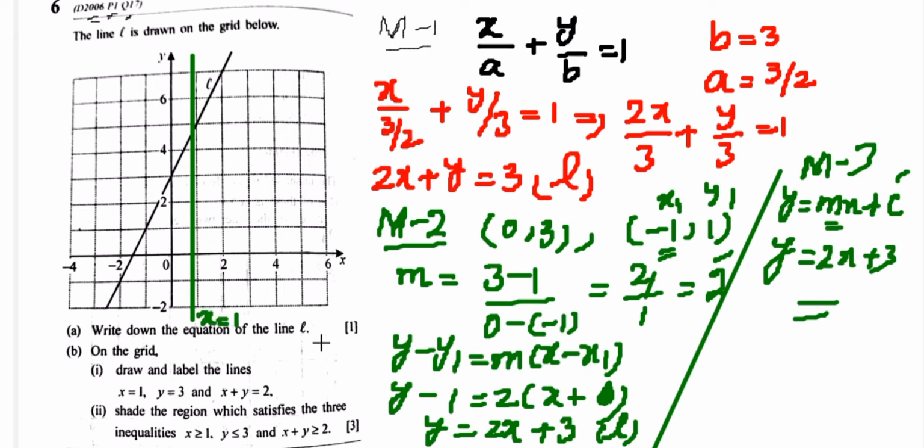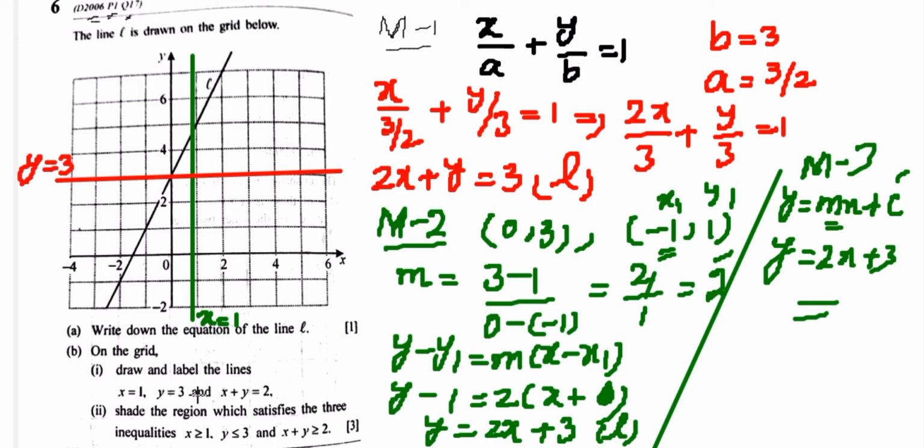y is equal to 3. y is equal to 3 is always a horizontal line. This shows your line y is equal to 3 here.